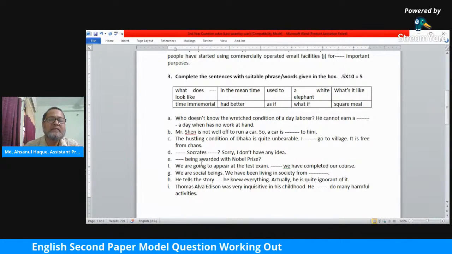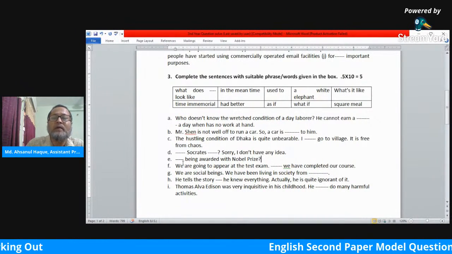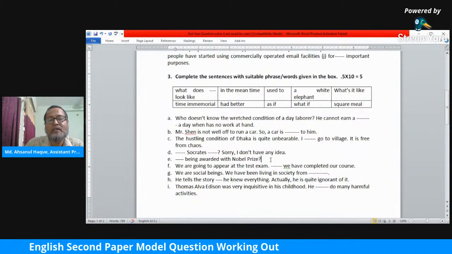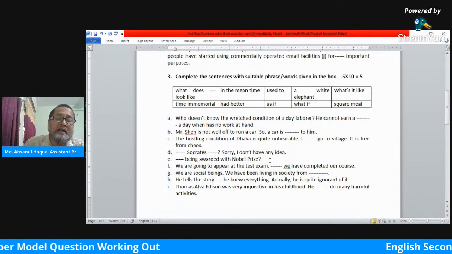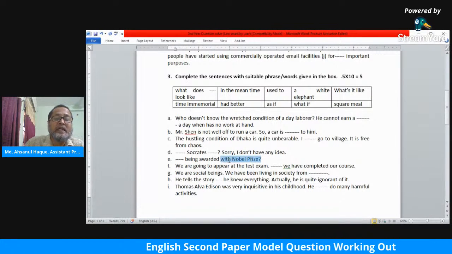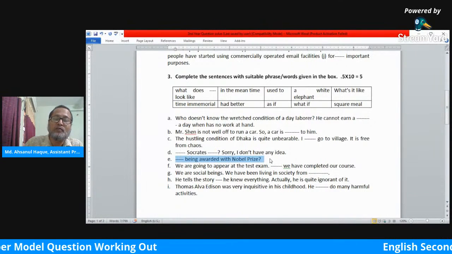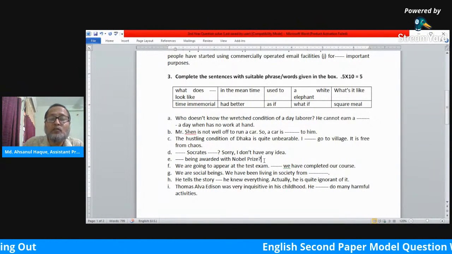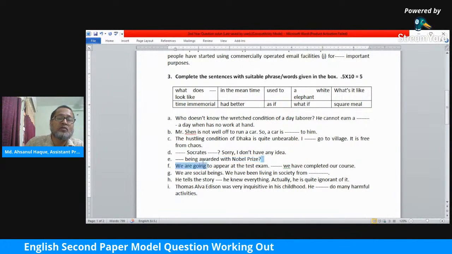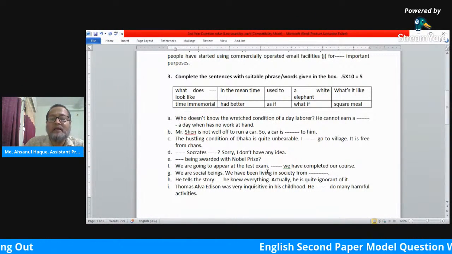Sorry, I don't have any idea. Dash being awarded with Nobel Prize. What is it like being awarded with Nobel Prize? That means if someone receives the Nobel Prize, what might be his feelings? This is the question. What's it like being awarded with Nobel Prize? How does one feel, or how might one feel if he receives the Nobel Prize? This is the question.